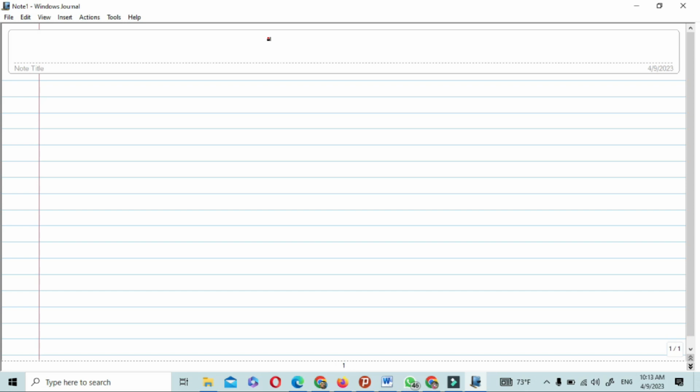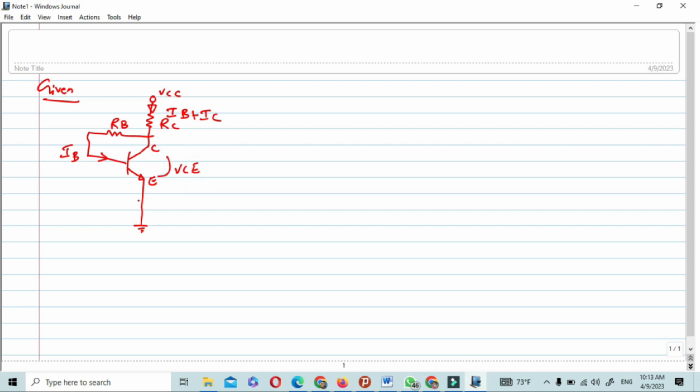So in this video, we are going to discuss collector feedback resistance biasing circuits. This is the given circuit. From this circuit, we already know VCC is given, then the BJT transistor, grounded emitter, collector, and then base resistance, collector resistance. The base current, the collector current, then this here is VCE, and this here is VBE.